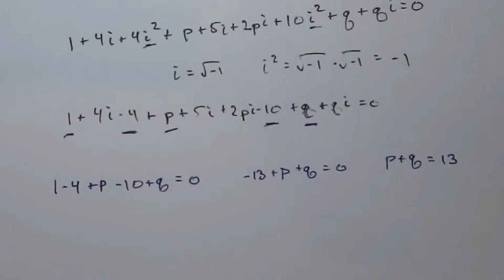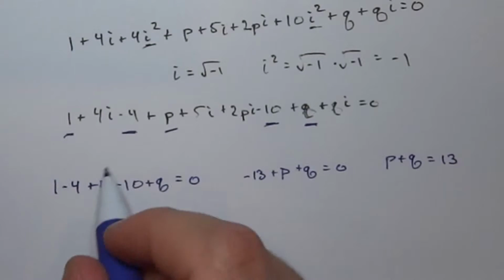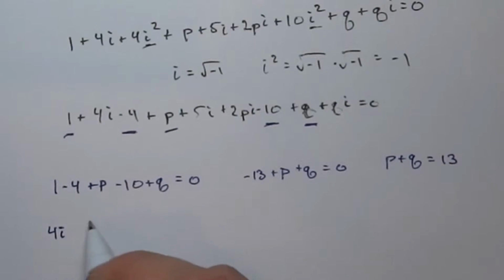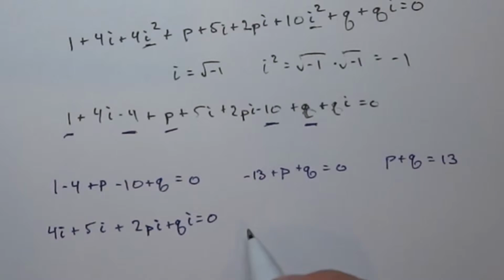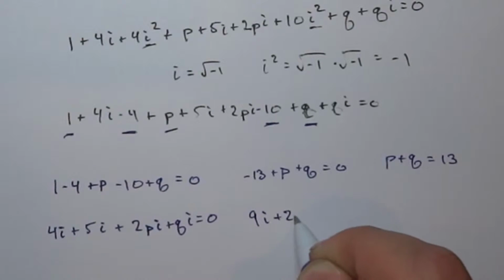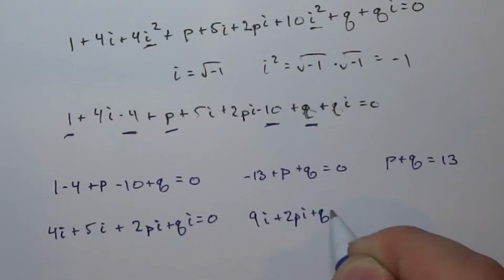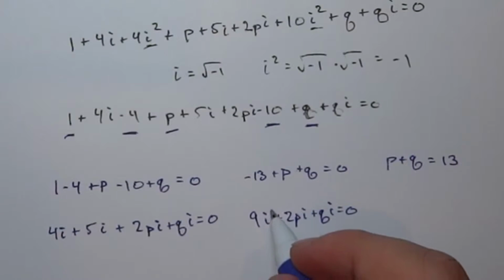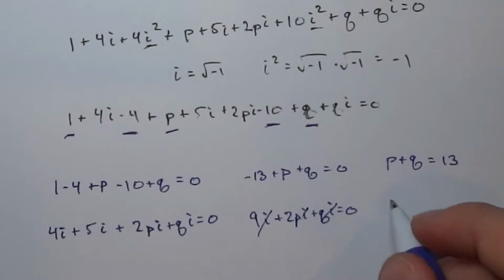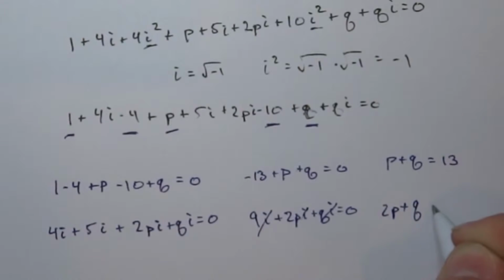Now I'm going to do the same thing with my complex parts. So I'm going to have 4i plus 5i plus 2pi plus qi equals 0. Now 4i plus 5i gives us 9i plus 2pi plus qi equals 0. And I can divide i out on both sides, so I can get 2p plus q is equal to -9.